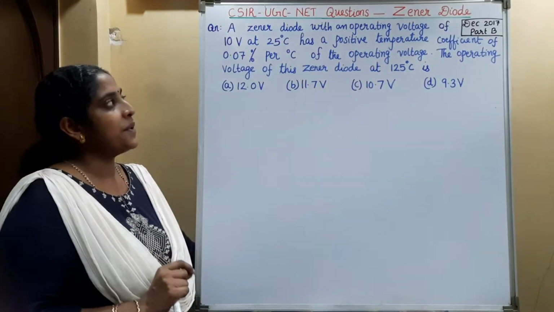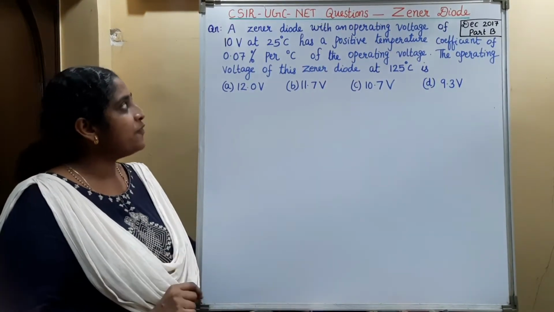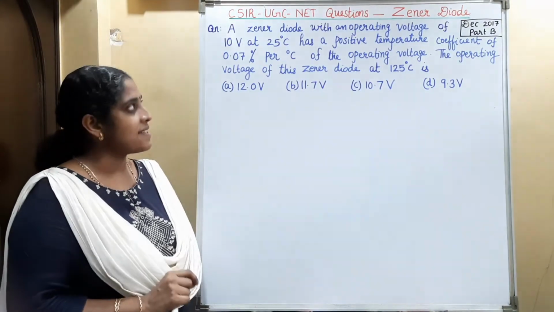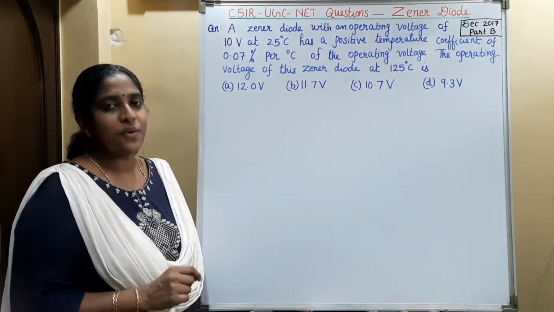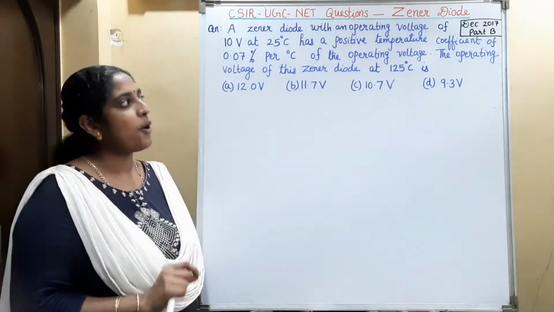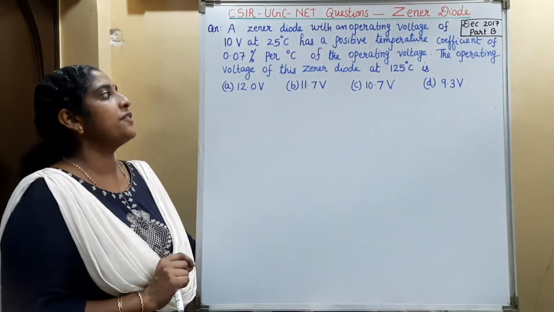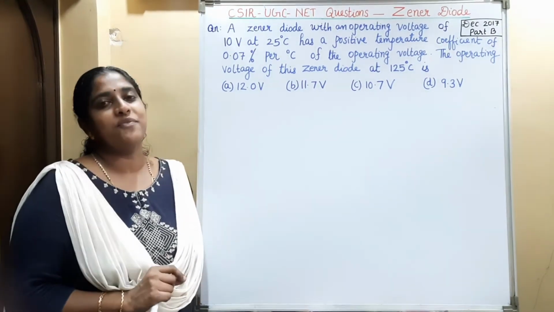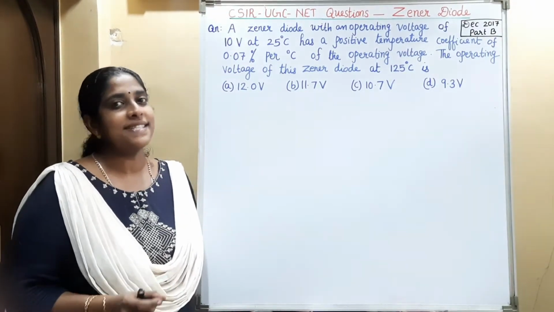A Zener diode with an operating voltage of 10 volt at 25 degrees Celsius has a positive temperature coefficient of 0.07% per degree Celsius of the operating voltage. The operating voltage of this Zener diode at 125 degrees Celsius is?